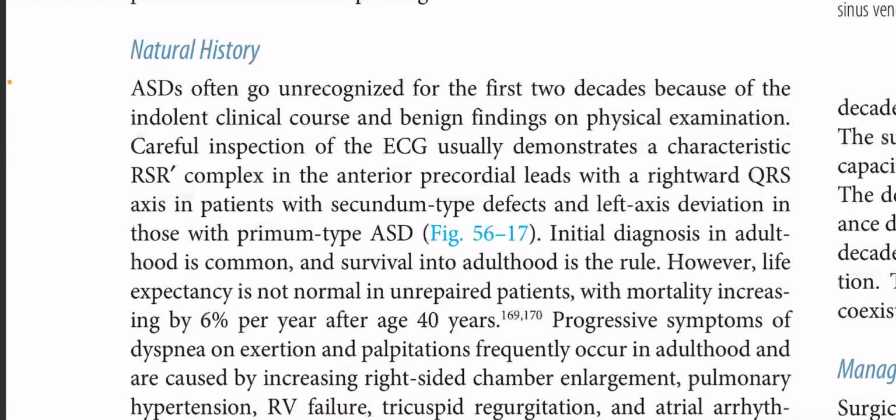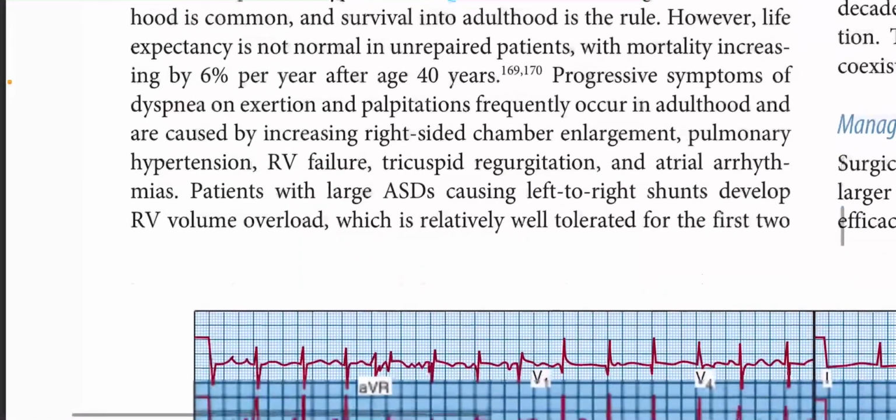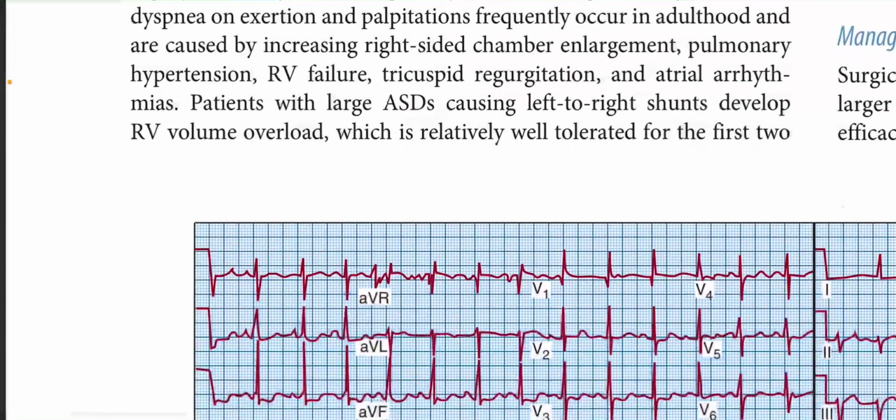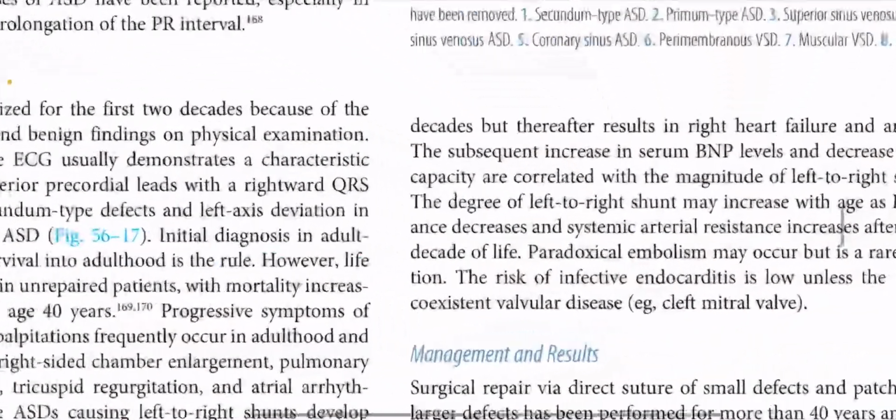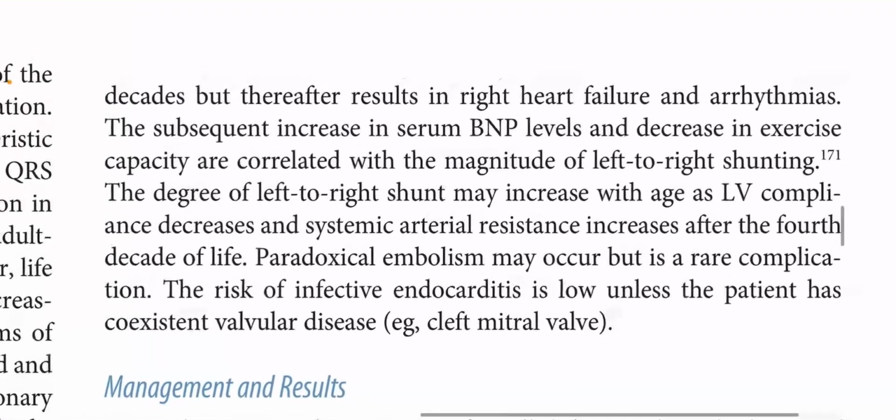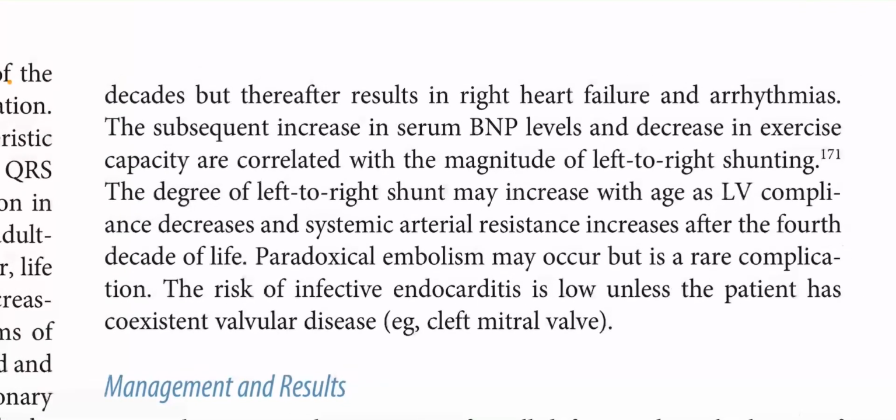Progressive symptoms of dyspnea on exertion and palpitations frequently occur in adulthood and are caused by increasing right-sided chamber enlargement, pulmonary hypertension, RV failure, tricuspid regurgitation, and atrial arrhythmias. Patients with large ASDs causing left to right shunts develop RV volume overload, which is relatively well tolerated for the first 2 decades, but thereafter results in right heart failure and arrhythmias.